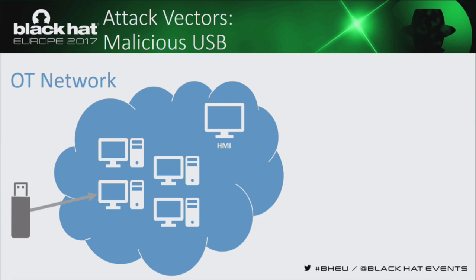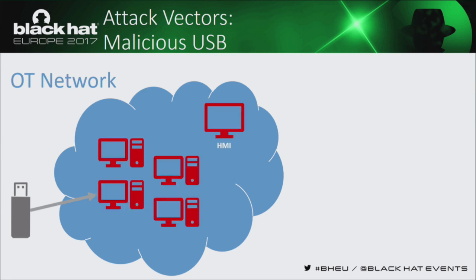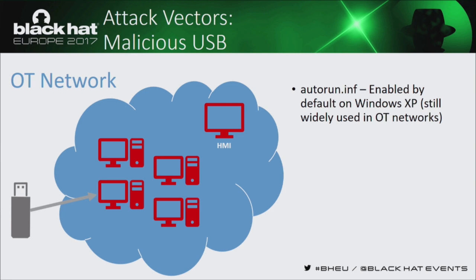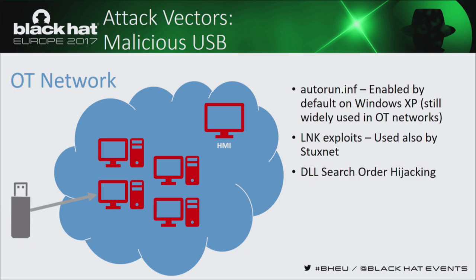So the first attack vector is a malicious USB. Once you get a malicious USB into the OT network, you can infect the network. Stuff like autorun.inf, which is basically autorun on the USB, is enabled by default on Windows XP and probably works in most OT networks. LNK exploits like those used by Stuxnet are still probably going to work on OT networks. Or stuff like DLL search order hijacking, because the software that OT vendors design is usually not designed with security measures inside. So hijacking the DLLs is going to work there.